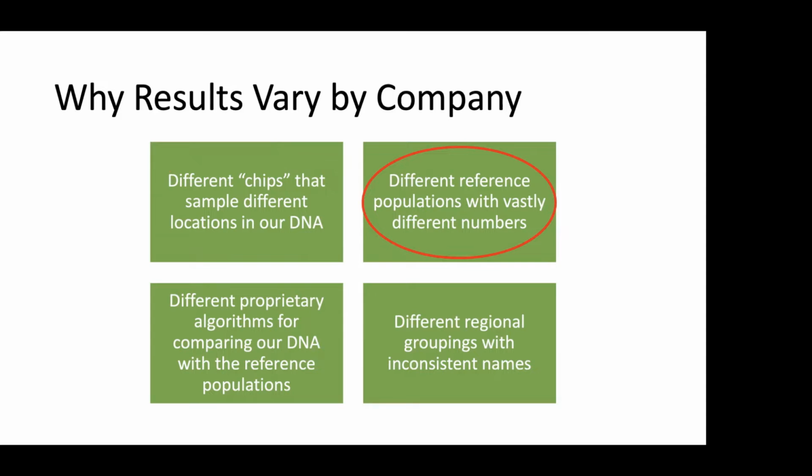Companies use different reference populations with vastly different regions and numbers. For example, let's say you have ancestry from Lithuania. If you test with a company that has a good-sized reference population specific to that area, they could report you as Lithuanian. Companies that don't have that can only include you in some larger region, such as Eastern Europe.